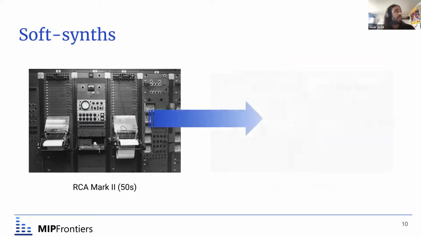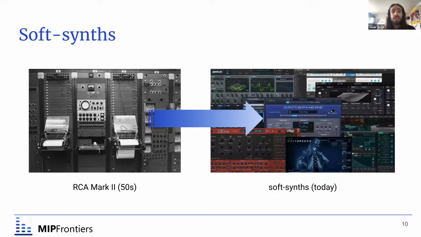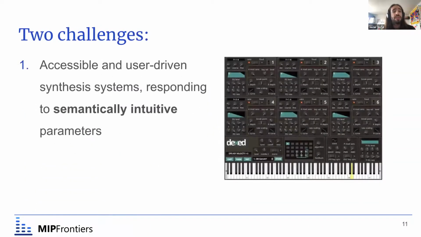So synthesizers have indeed evolved from those once bulky machines the size of a room into more compact, powerful, and flexible digital tools. However, two fundamental challenges are still unresolved. One is the development of truly user-driven synthesis systems that respond to semantically intuitive parameters. As we can see in the picture on the slide, this is a software version of the DX7, and we can see that modern synthesizers still afford the same old parameters from their analog ancestors, which are based on oscillators, filters, modulations, and so on.